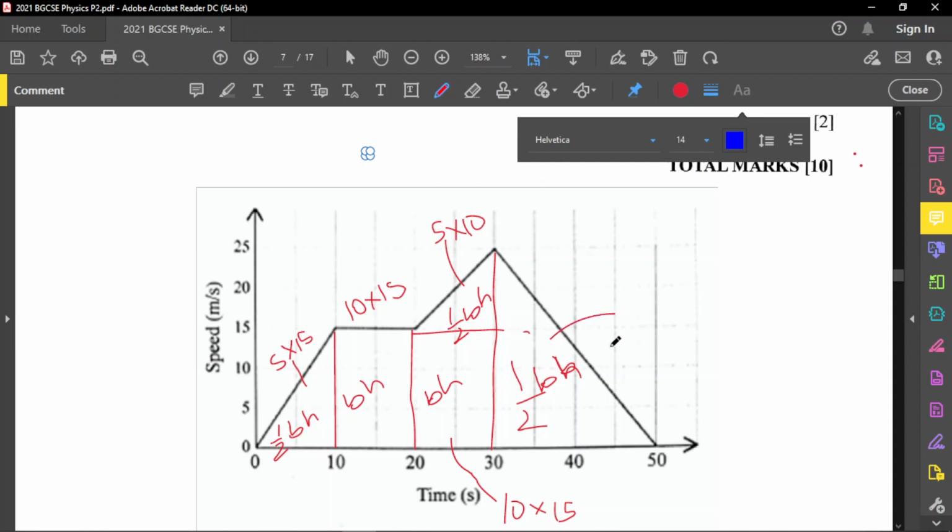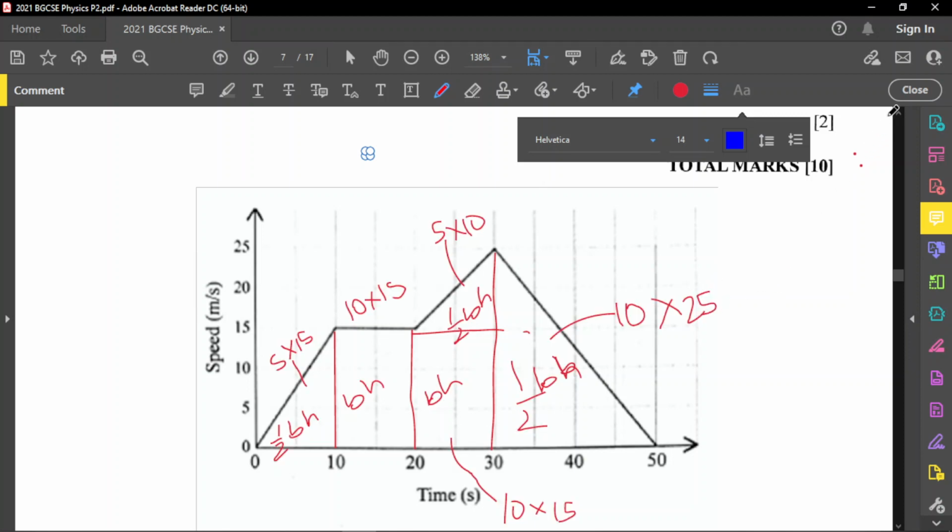This triangle right here, the base is 20. So if the base is 20, then it's going to be half of that base, which is 10. And the height of this triangle here is all the way up to 25. So it's going to be 10 multiplied by 25, right? All right, so once you do all of this and multiply all of them, you will get your answer.